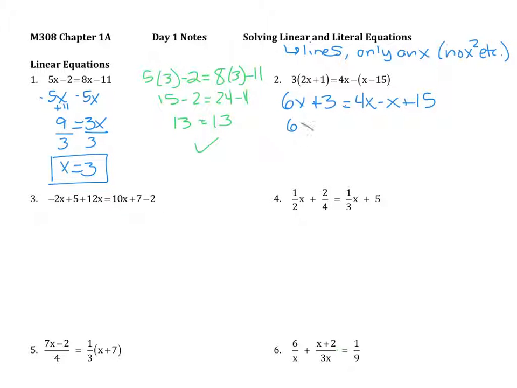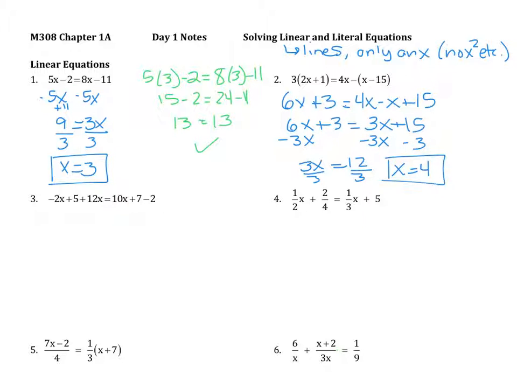Then I'm going to combine like terms on one side first. 4x minus x is 3x. Then I'll go ahead and move x's to one side, numbers to the other. So I'm left with 3x equals 12. Divide by 3. And for this one we get that x is 4.